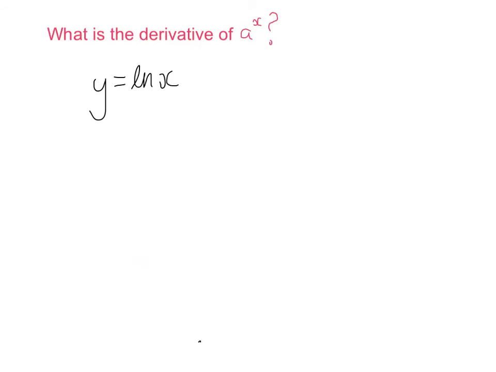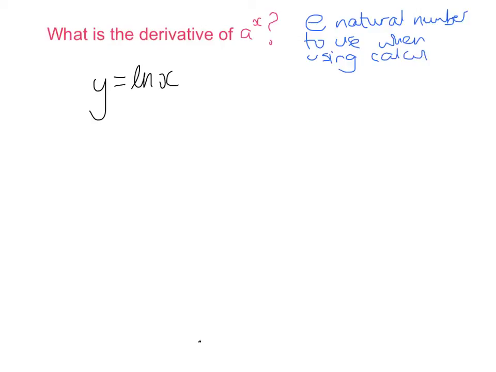Let's quickly return to that original question, what is the derivative of a to the x? Now I've written here y equals ln x, which doesn't look like I'm starting in the right place, but it will work out, don't worry. So first thing, since e was the natural number to use when using calculus to look at gradients of a to the x, calculus with exponentials, that's basically what it is.